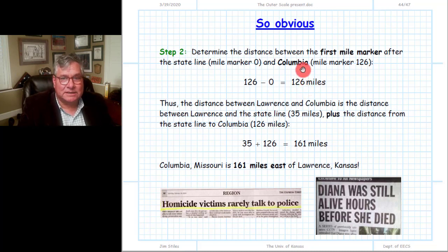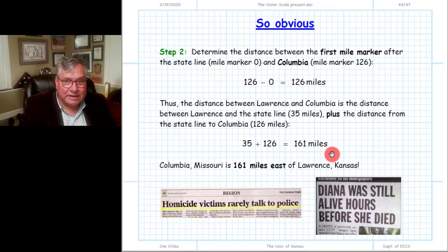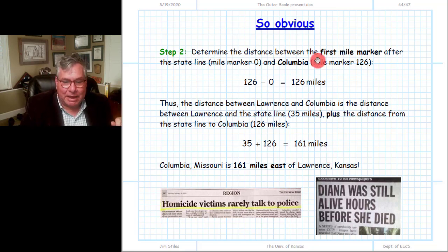And therefore, the total distance that we travel from Lawrence, Kansas to Columbia, Missouri is simply 35, the distance from Lawrence to the state line, plus 126, the distance from the state line to Columbia, Missouri, 161 miles in total. And of course, that hopefully is fairly obvious to you, and I didn't really need to explain how that might be done.